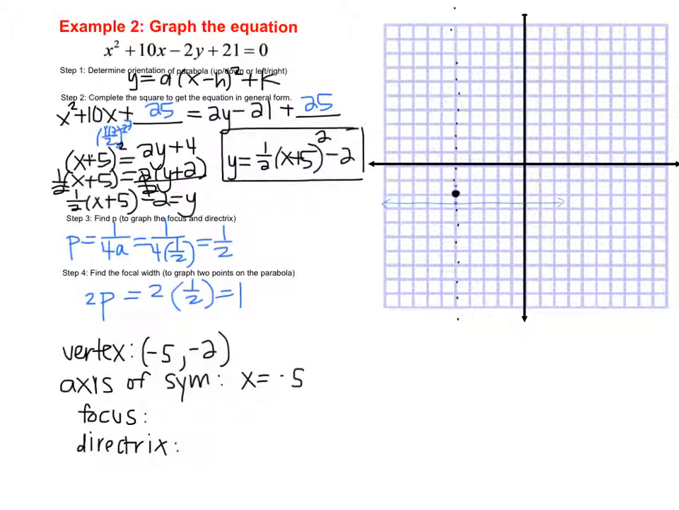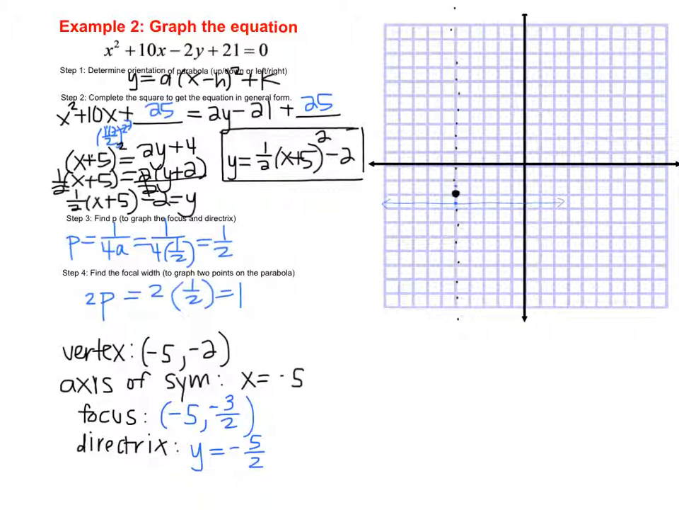Let me write that down. The focus then is at (-5, and then we went up 1/2 from -2. So that's -1.5, so -3/2). And our directrix is a horizontal line, and we went down 1/2 from -2. So that'll be y equals -5/2.